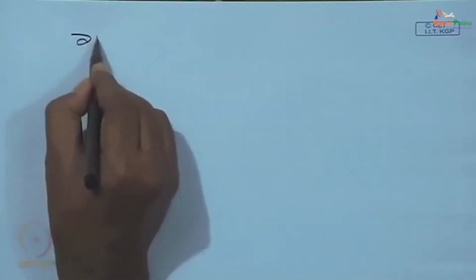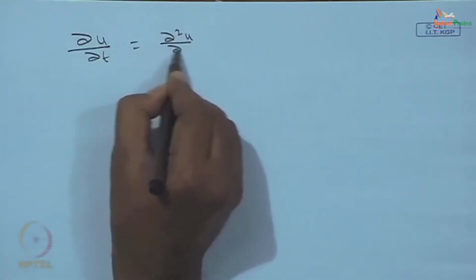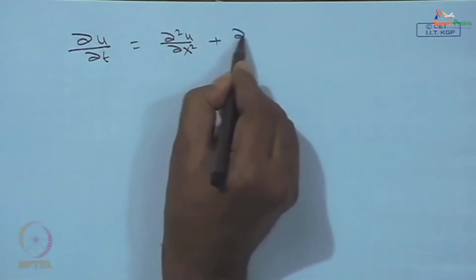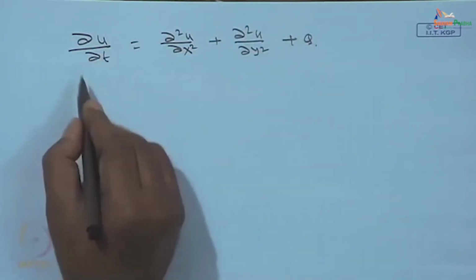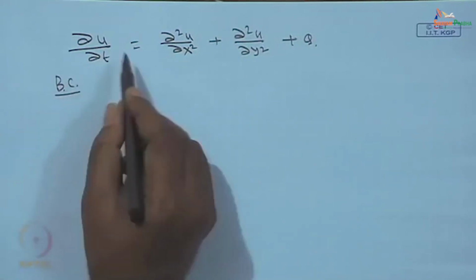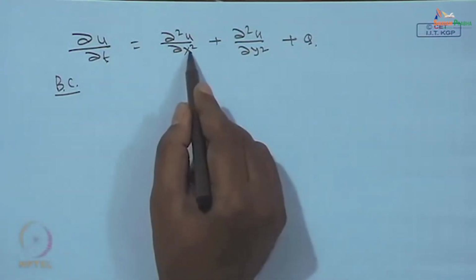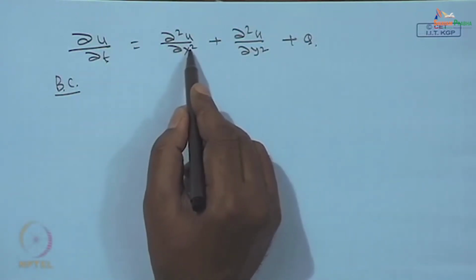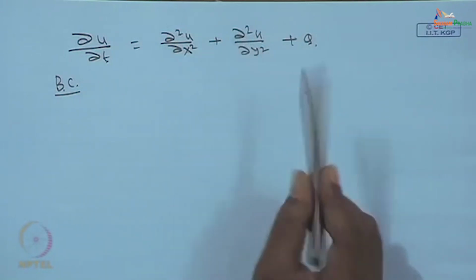Now, I will just take up one example of a partial differential equation which will be quite common in chemical engineering systems. Consider this equation: del u del t is equal to del square u del x square plus del square u del y square plus q. You require one initial condition, and two boundary conditions on x because it is order 2 with respect to x, and two conditions on y because it is order 2 with respect to y.